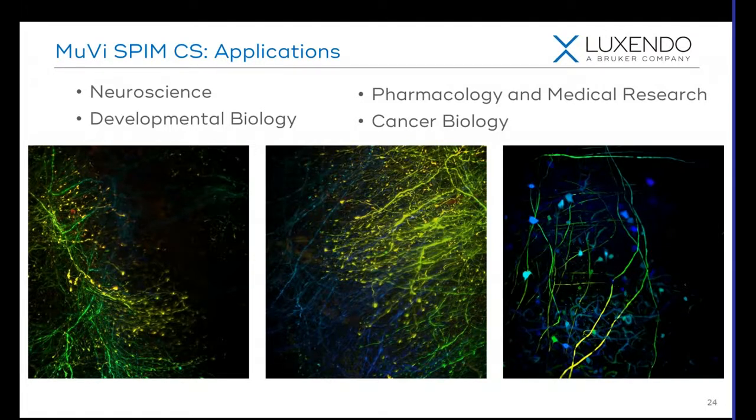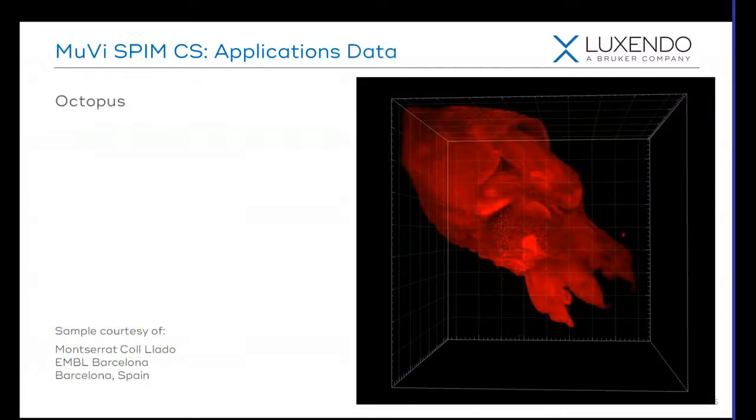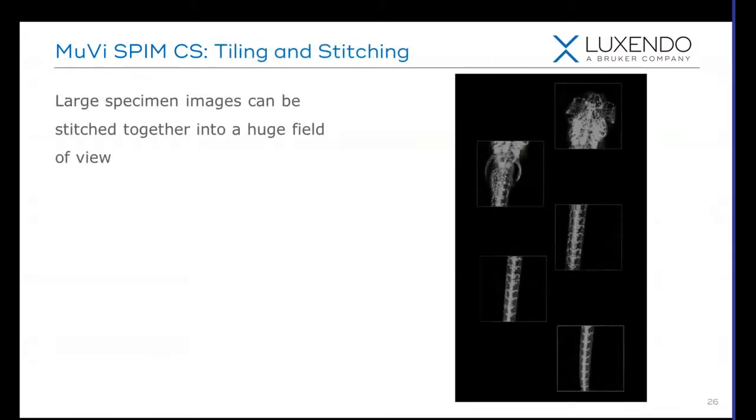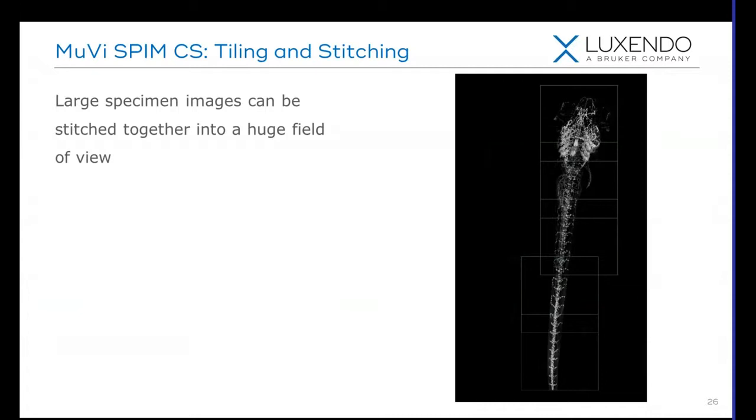the sample. So to start with, we've got an octopus up here. It's been labeled with a red membrane marker, and this was taken with our 10x lens. However, if you have samples that don't fit in the entire field of view, we have a tiling and stitching platform or add-on for this that allows you to take images from multiple different points and stitch them together to create these huge panoramic fields of view.